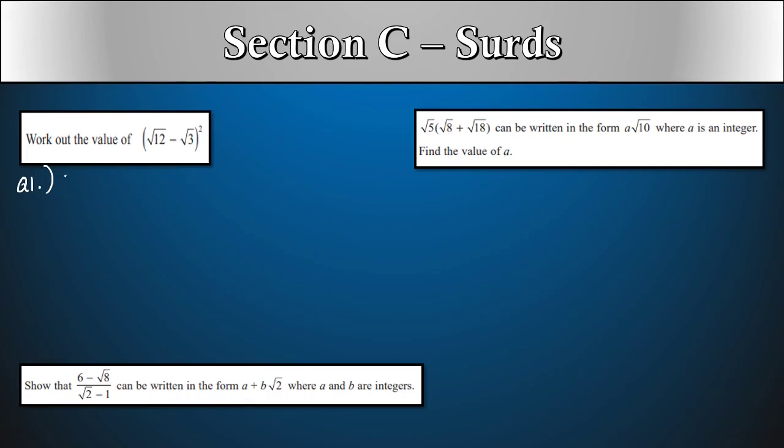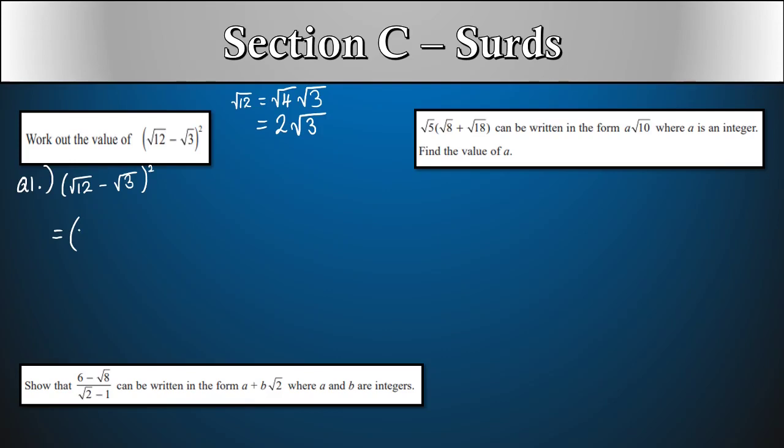I want to work out the value of root 12 minus root 3 all squared. So there's two ways you can actually do this. I can write this as double brackets and expand the brackets, or there's a nice little quick trick you can spot, which if you notice, root 12, we can simplify that. So I can write root 12 as root 4 root 3. So root 12 is root 4 root 3, and root 4 simplifies to be 2. So this is 2 root 3.